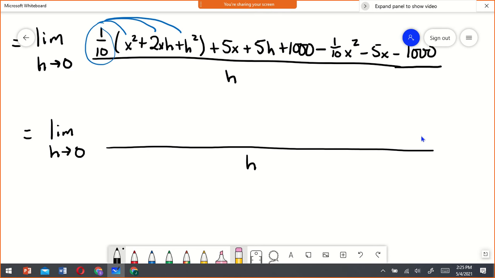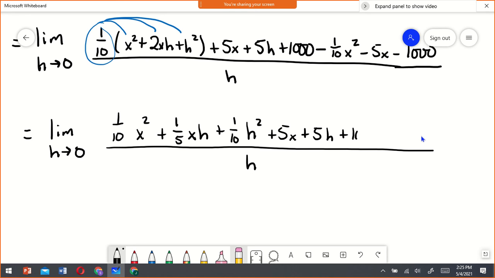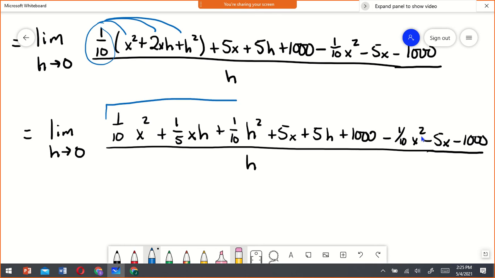So it's all over h. 1/10 x squared plus 2 times 1/10, which is 1/5 xh, plus 1/10 h squared, and then I'm copying everything else. All I did was distribute in that last thing in this step. Minus 1/10 x squared minus 5x minus 1,000. Okay. So the only piece that changed was these first 3 terms because I distributed. I multiplied the 1/10 times those 3 terms.